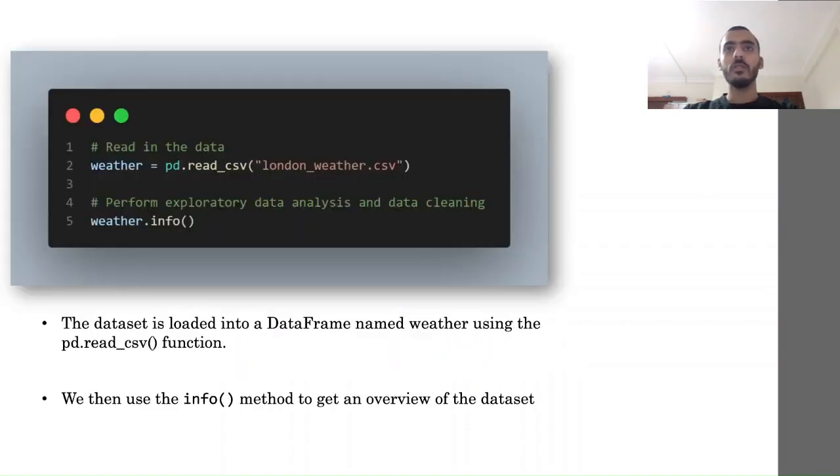In this section, as you can see, in the first line we start by importing the necessary libraries. Here we use Pandas for data manipulation, and the dataset is loaded into a data frame. It's named weather, and in the other line we use info to get an overview of the dataset.